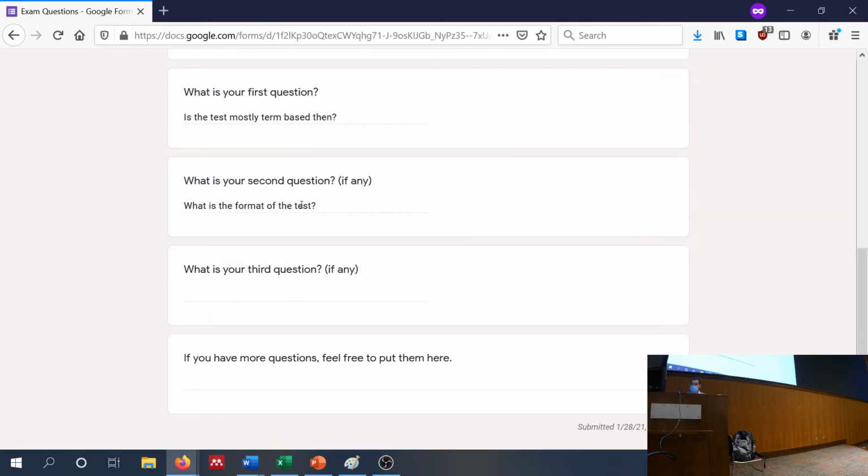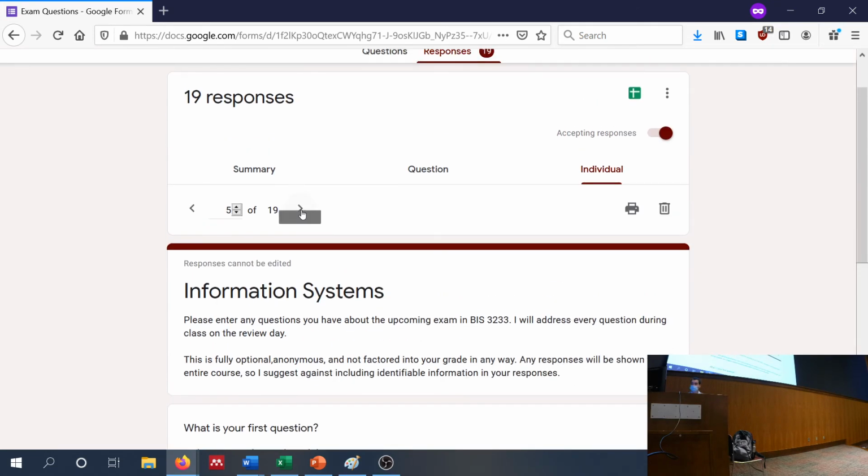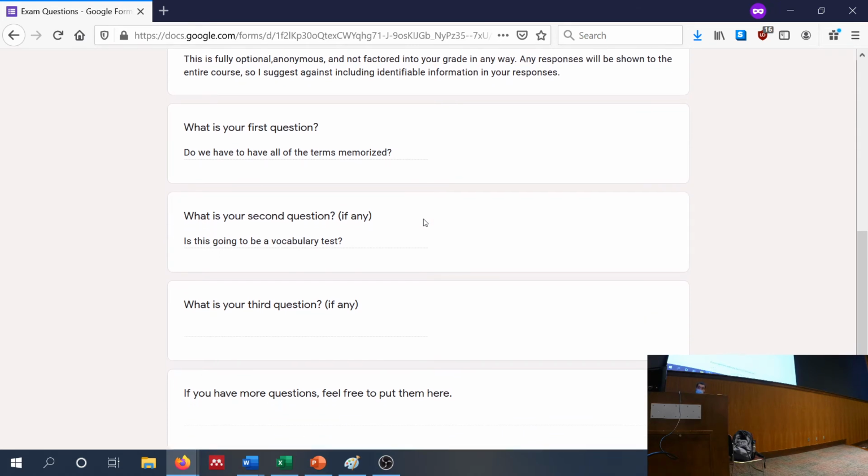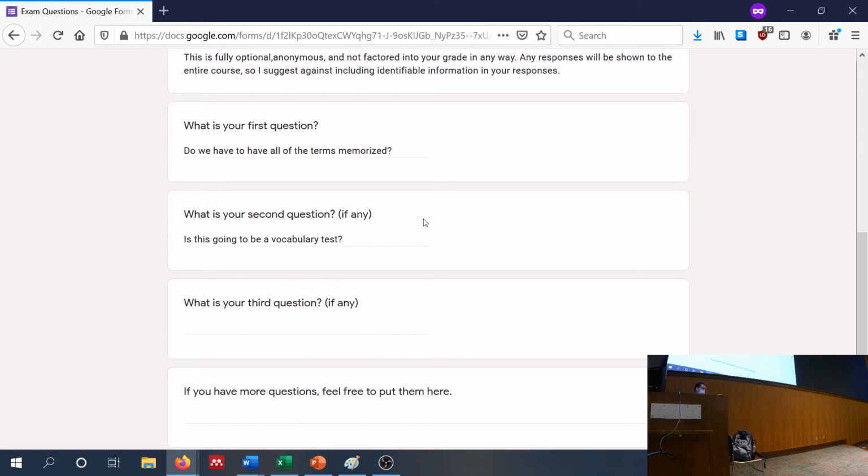Term-based, I think I just addressed that. Formatted test, multiple choice. Terms memorized, again, it's open book, open note. I'd say you probably need to know most of them, but you don't have to know any of them if you're very quick at looking things up. It's definitely not going to be a vocabulary test. It's going to be applying the concepts.